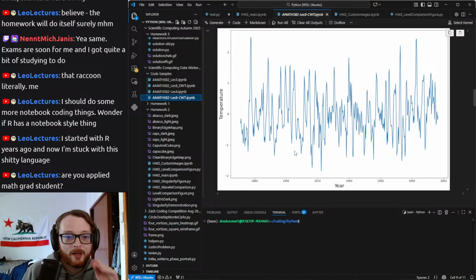So yeah, this data is on ocean temperature over time, starting from some year in the 1860s or something.